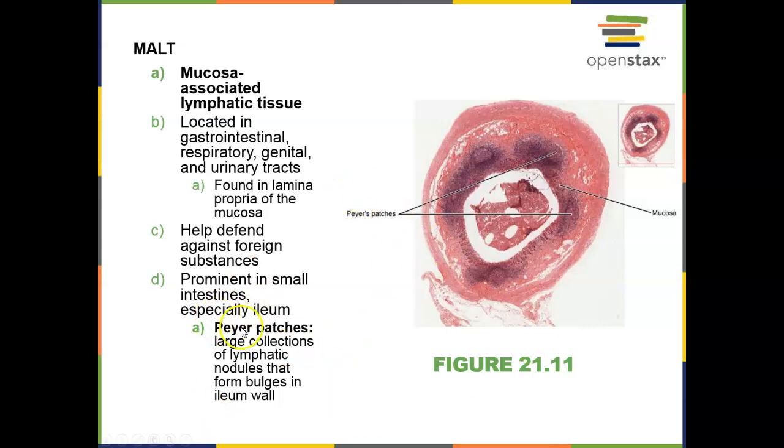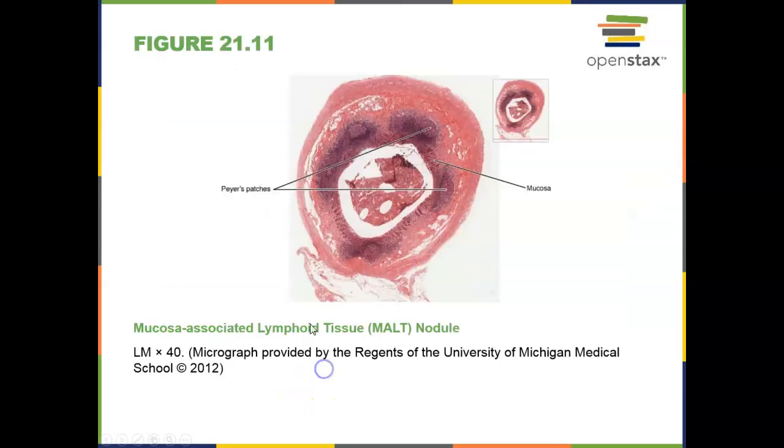A very large aggregation in our intestines are called the Peyer's patches. So these are large aggregations of the MALT, and they're found at the ileum, which is right before we move to the large intestines. And this is just another picture, the same picture, just bigger, and it tells where we got that picture from.